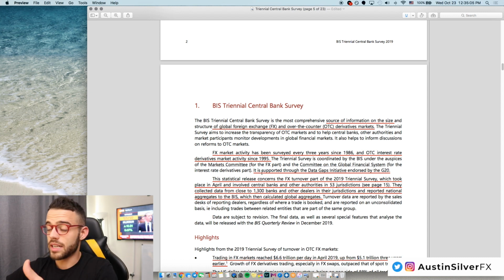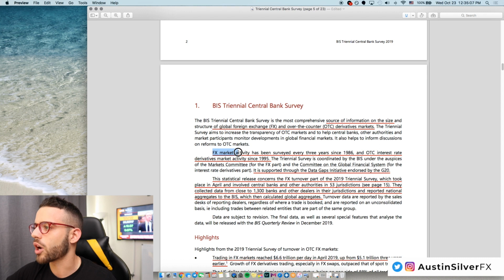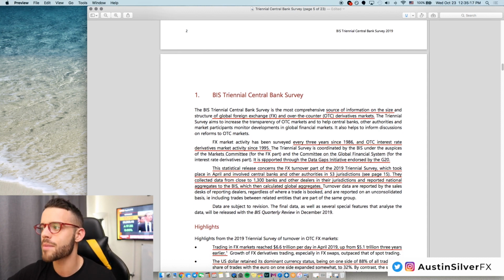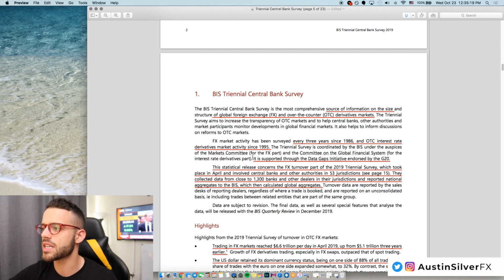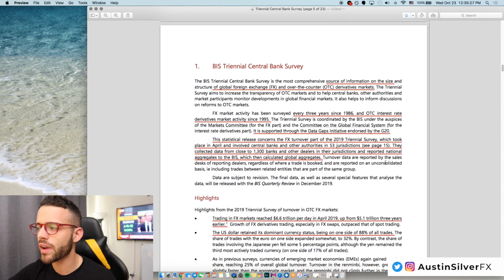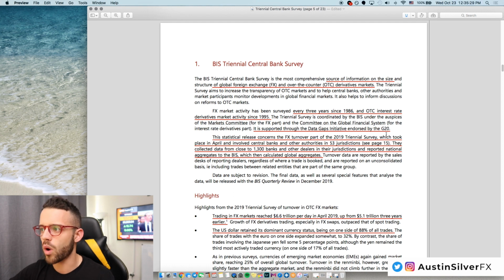If we keep reading, it says FX market activity has been surveyed every 3 years since 1986, and the OTC interest rate derivative market has been surveyed since 1995. That was the year I was born. So this thing has been around for a long time. It's very well respected, and you can see it says it was supported through the Data Gaps Initiative endorsed by the G20. So this survey and the organization putting it out has the endorsement of the G20, which you would expect to be legitimate.